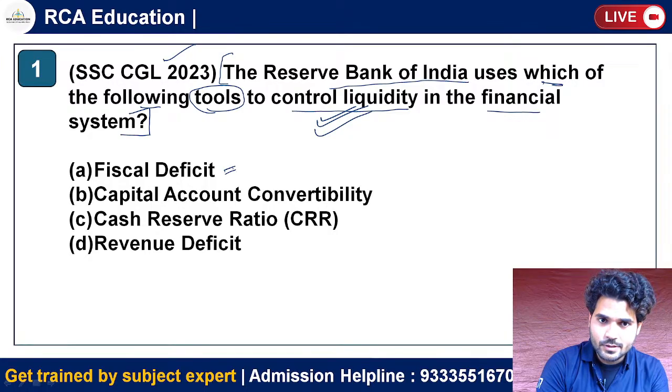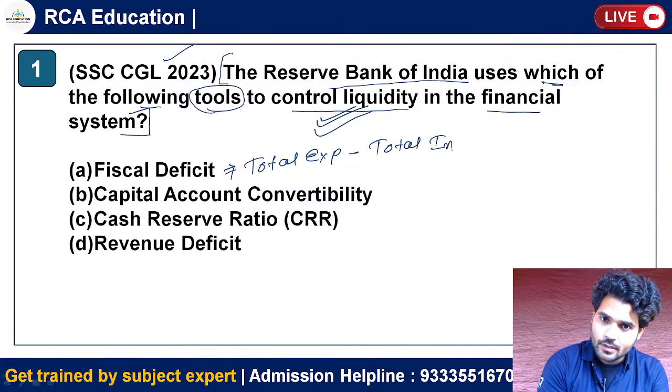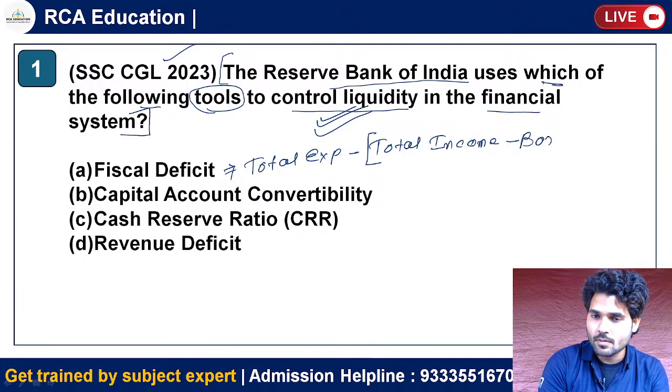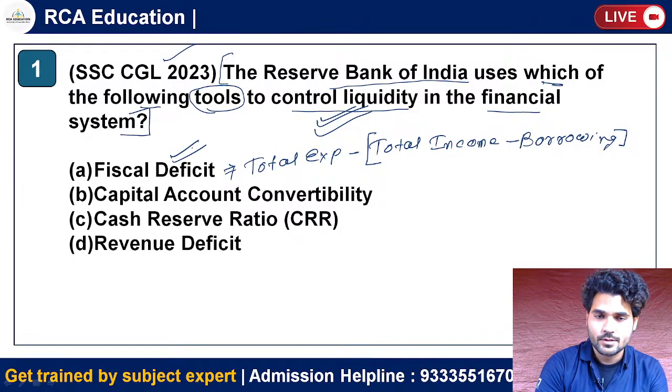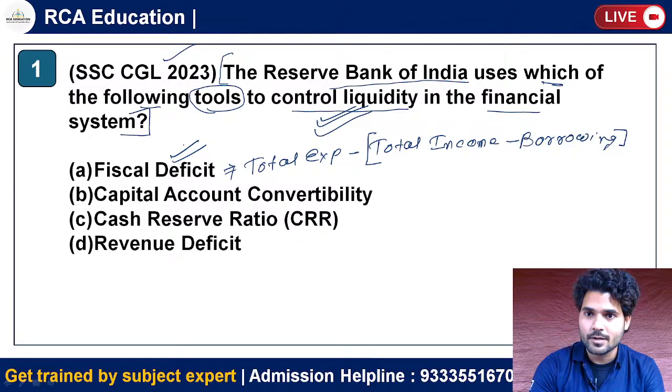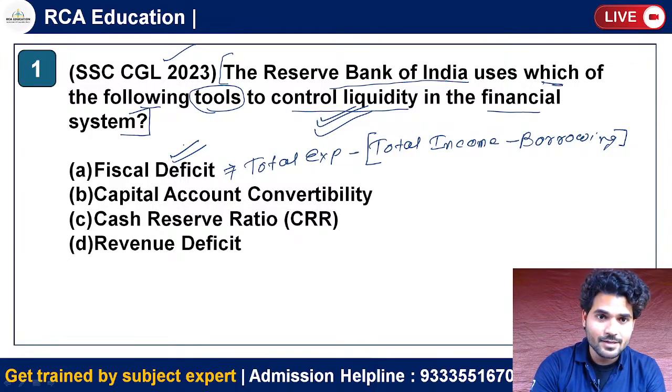Okay, what is the meaning of fiscal deficit? Fiscal deficit is total expenditure minus total income minus borrowing. Okay, total expenditure minus total income minus borrowing. So this is fiscal deficit.